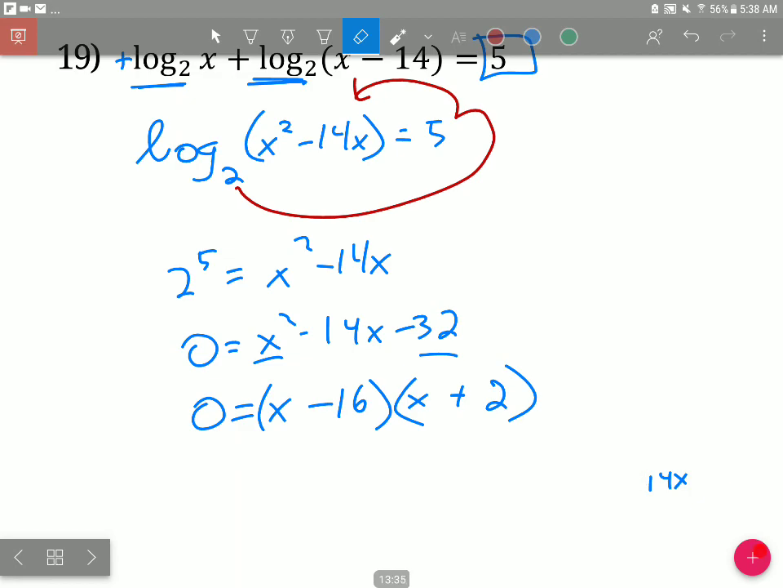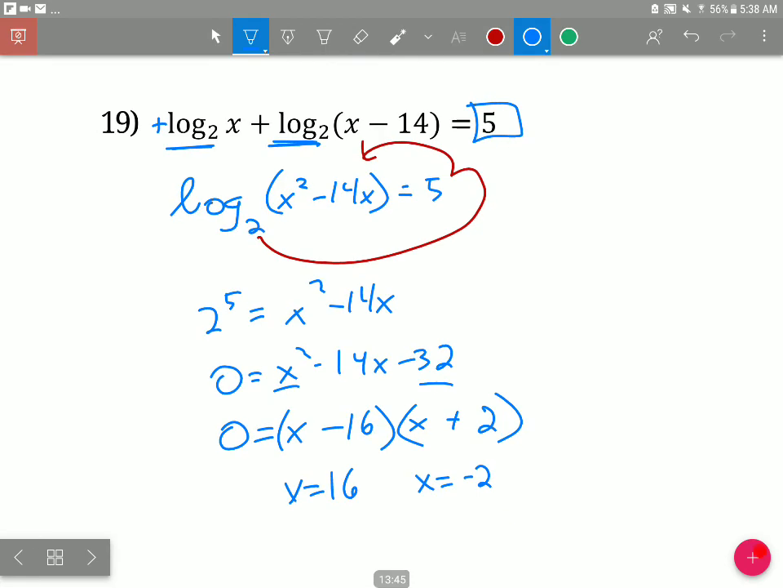Get rid of all that. So in this case, you've got x equals 16 and x equals negative 2. So if I plug those in, 16 minus 14 is positive. 16 is positive, so that's good. Negative 2, oh, that's a negative argument. So that guy's out.